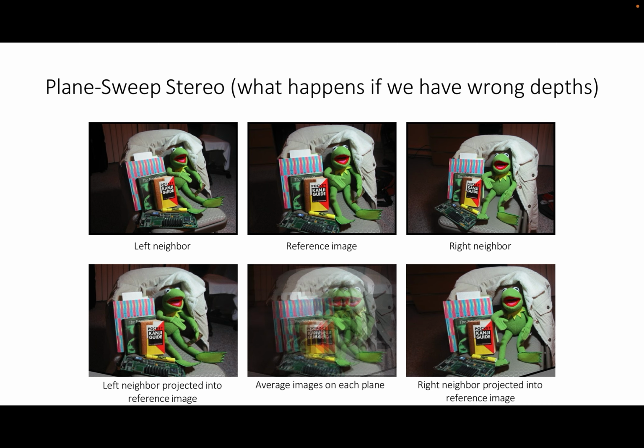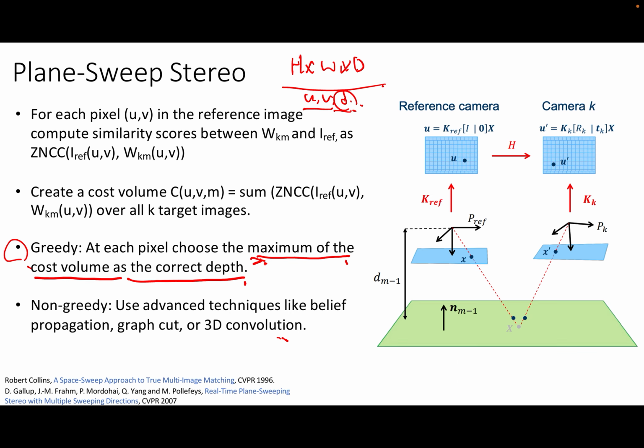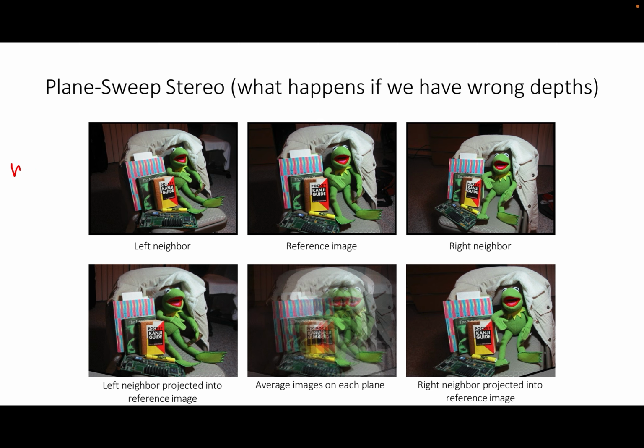And this shows what happens if we have wrong depths in plane sweep stereo. The top one is just the measurement, and these are reprojected. Measurement means it captures images with a camera, and this is the reference image, and we take the same 3D object with the left camera and right camera. This gives us the left neighbor and right neighbor respectively.